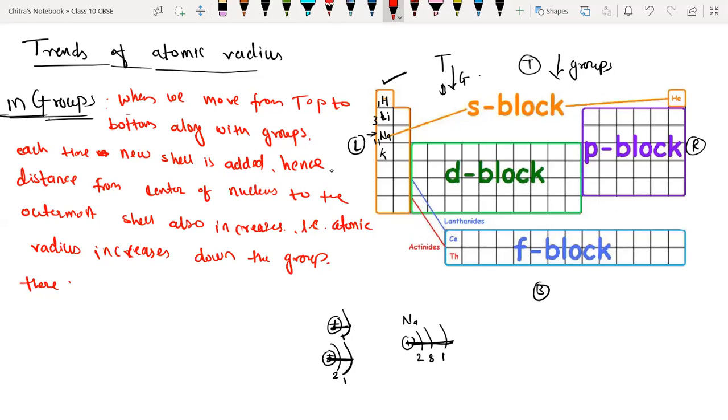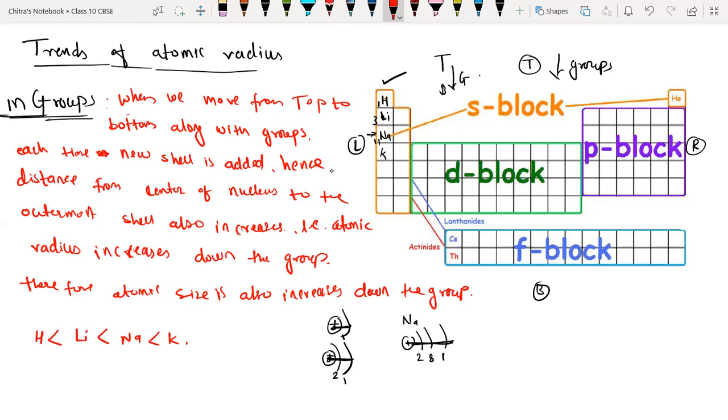Therefore, atomic size also increases down the group. Understood, everyone? Yes, sir. Easy, no? Pretty easy, sir. That means the size of hydrogen is smaller than lithium. Then again, lithium has a smaller size than sodium.